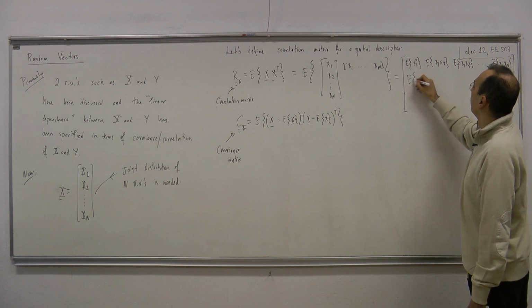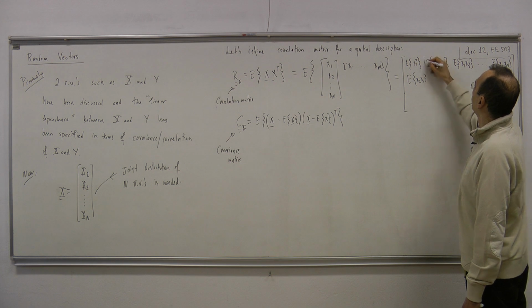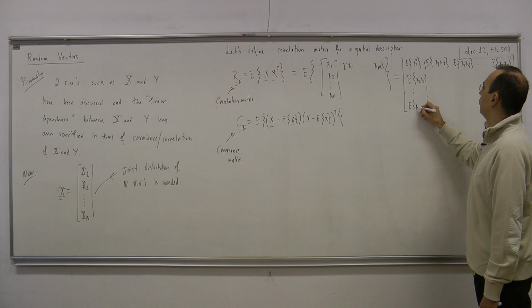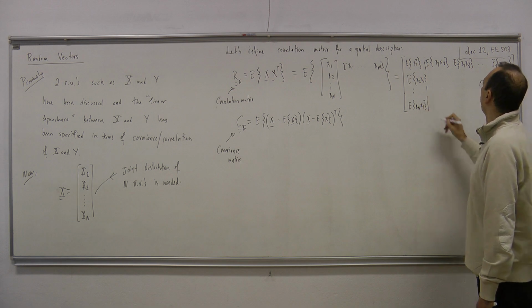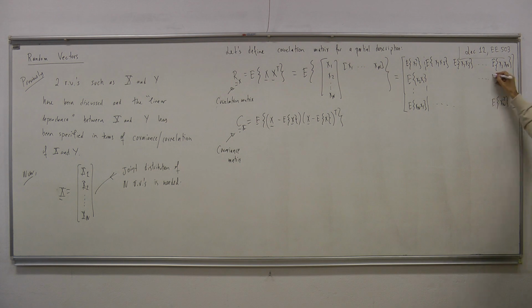So similarly, x2 times x1. So this is the first column. This is the last entry of the first column. And it goes like this, down to expected value of xn square. Okay. Let me write a few more terms.